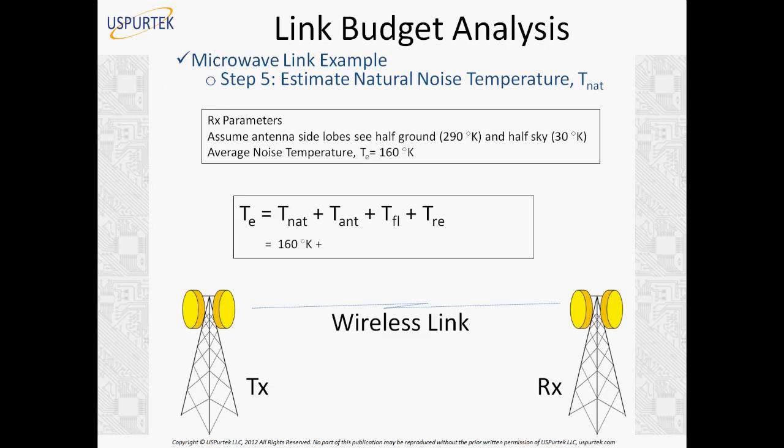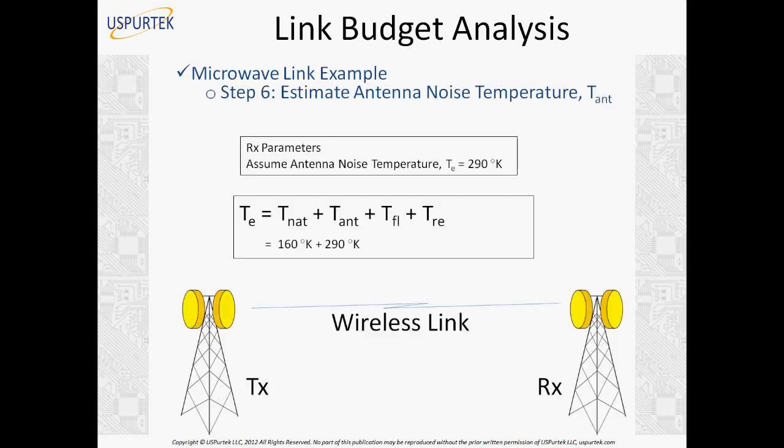Now we estimate the natural noise temperature. If you look at the tower, the antenna dish is vertical, but it is looking at two side lobes. One side lobe is looking at the ground, and the other side lobe is looking at the sky. We take the ground temperature as 290 K and the sky as 30 K. We take the average, which is 160 K. That is the average natural noise temperature here, 160 K. For the antenna temperature, we are assuming it's 290 K, unless otherwise specified in the antenna specifications.